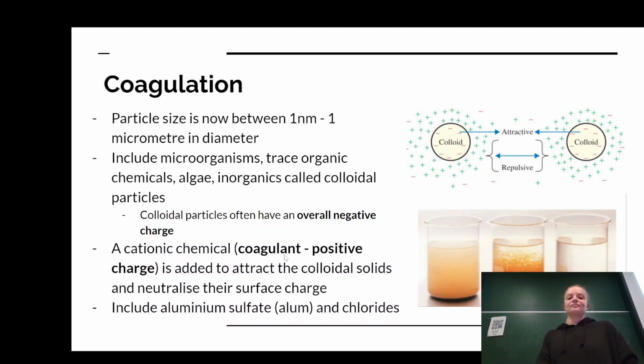So a coagulant usually has a positive charge, so that's this positive stuff around here, around the colloids, and it's added to attract the colloidal solids and neutralize their surface charge. Some examples of coagulants they might use around Sydney include aluminium sulfate, which is often called alum, or different types of chlorides.